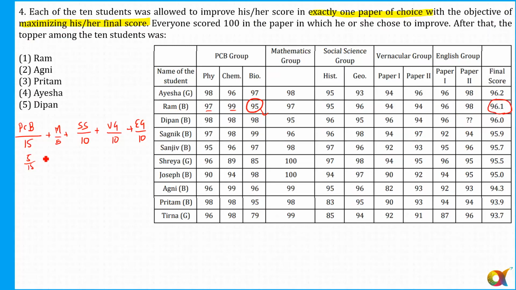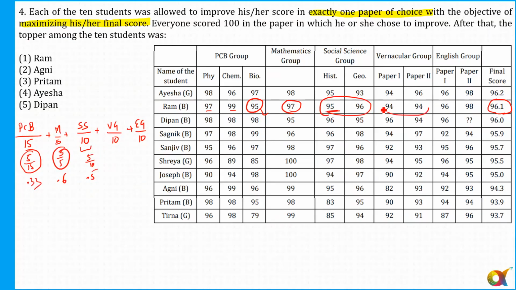So let me show it to you here. For Ram, if he decides that in biology his score is 100, the average will be impacted by 5 by 15. In mathematics, he is getting 97. If we change the score from 97 to 100, there is an extra of 3 marks, so the average will change by 3 by 5, which is 0.6. Here it will be 0.33. In social science group, among history and geography, if it is changed from 95 to 100, that means a change of 5. But 5 by 10, the average will be changed only by 0.5.